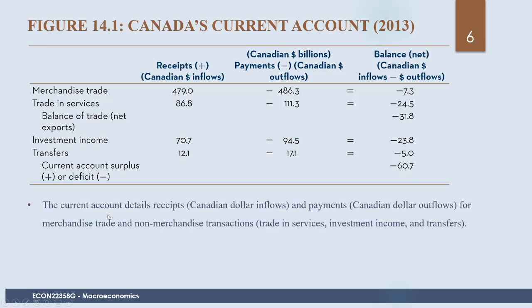Okay, again, the current account details receipts and payments for merchandise trade and non-merchandise transactions. And so it's basically, we're talking here about exports and imports, investment income, and just people sending each other cash transfers.